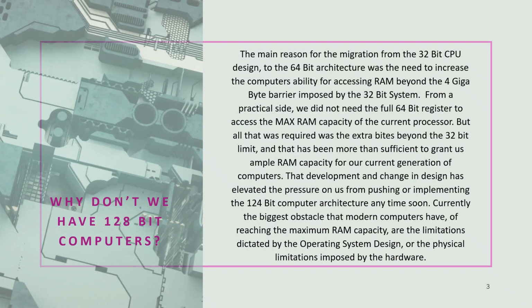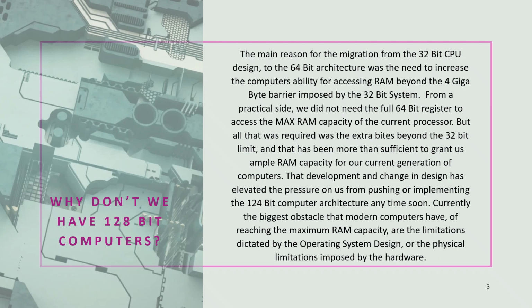The main reason for the migration from the 32-bit CPU design to the 64-bit architecture was the need to increase the computer's ability for accessing RAM beyond the 4 gigabyte barrier imposed by the 32-bit system. From a practical side, we did not need the full 64-bit register to access the max RAM capacity of the current processor, but all that was required was the extra bytes beyond the 32-bit limit, and that has been more than sufficient to grant us ample RAM capacity for our current generation of computers.